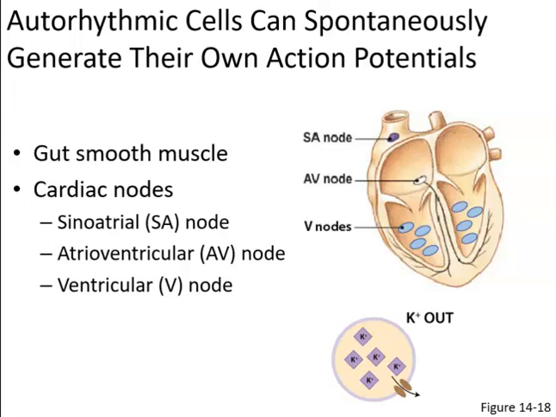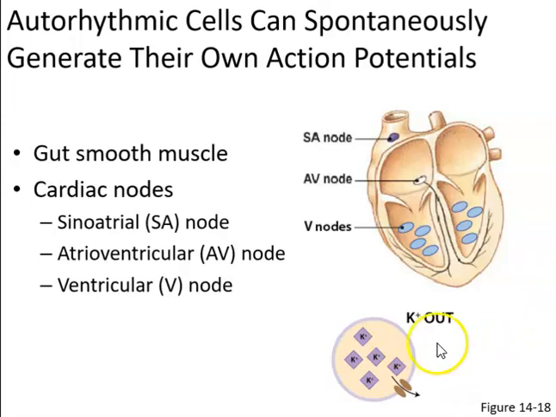So within the heart, we have our cardiac nodes. We have the sinoatrial node, which is located in the superior portion of the right atrium, just where the superior vena cava meets the right atrium. And then we have the atrioventricular node at the base of the right atrium. And then the ventricles also have their own ventricular nodes dispersed out within the ventricles.